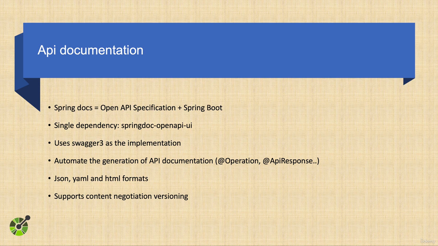Finally, thanks to Swagger 3 implementation, Spring Docs also supports content negotiation versioning, which is not possible with Swagger 2 version.